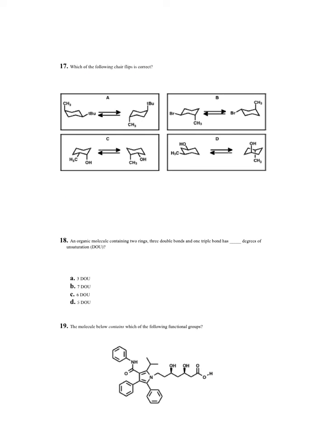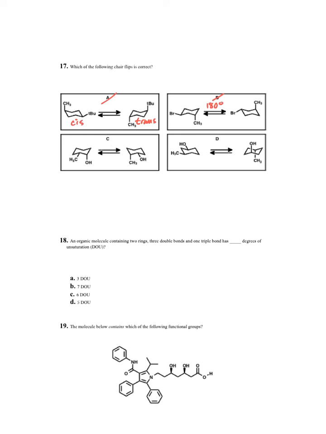So 17, which of the following chair flips is correct? This is where you really have to make sure that you're paying attention to the subtleties of the chemical communication. So in A, the left chair is cis, the right is trans. So that's not correct. In answer B, they really did not do a chair flip here. This was a 180-degree rotation, so it's actually pretty much the same molecule. No chair flip has occurred.